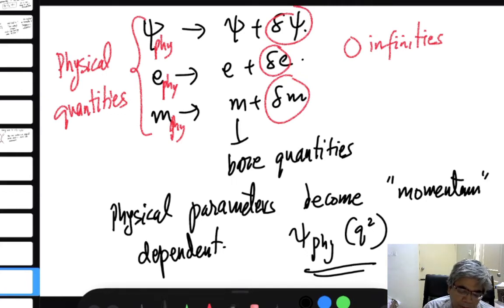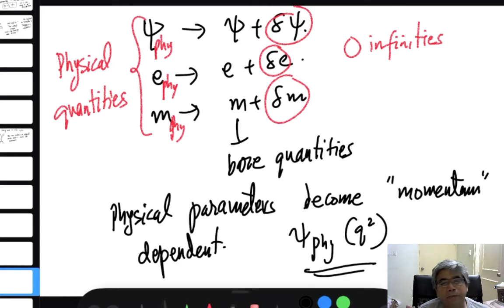Now I know this looks a bit wishy-washy. You say that this delta psi, delta E, delta M is like renormalizing, so you just absorb these essentially infinite quantities. You isolated these infinite quantities, and you express them as delta psi, delta E. These are also sometimes called counter terms.